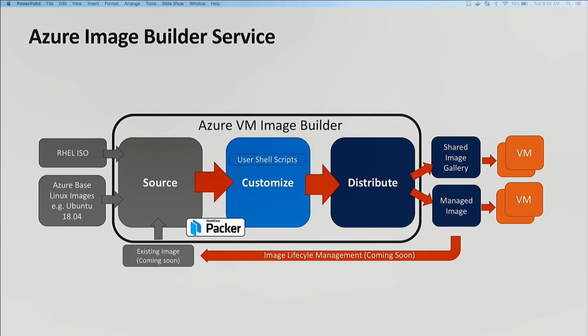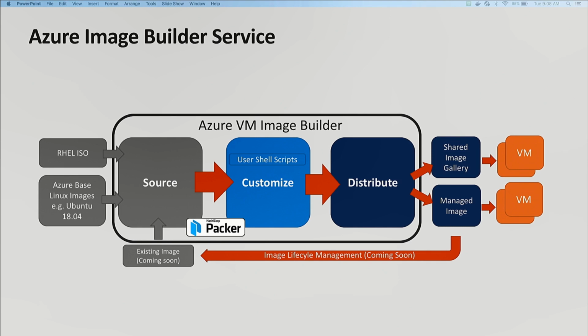The shared image gallery is really, really cool, because I test this system a lot and spend a lot of time working with it. This has just gone into public preview. In my last deck, there's a link to another shared image gallery session. Essentially, think of the shared image gallery as a container for multiple image definitions, and one of those could be, say, my Red Hat 7.5 images, my Red Hat 7.3 images, or whatever. And once you have that image definition, you then have versions underneath that.